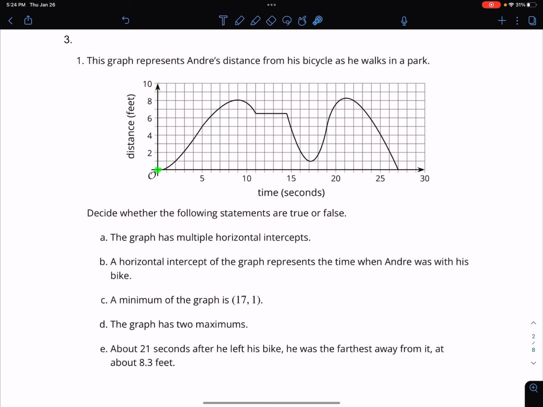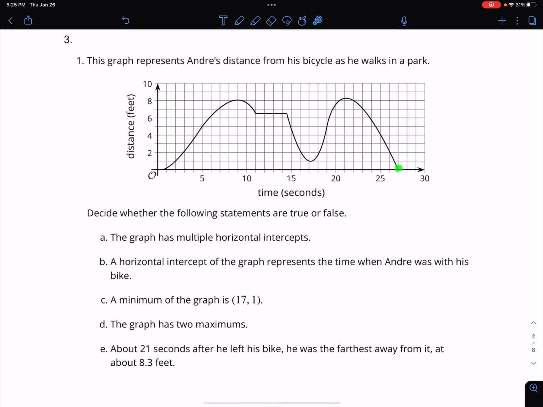And technically, we've got a point right here, 0, 0, which looks like a vertical and horizontal intercept at the same time. Now, multiple horizontal intercepts. Here's one right here, somewhere about right there. This graph is crossing the horizontal axis. That'll be a horizontal intercept.